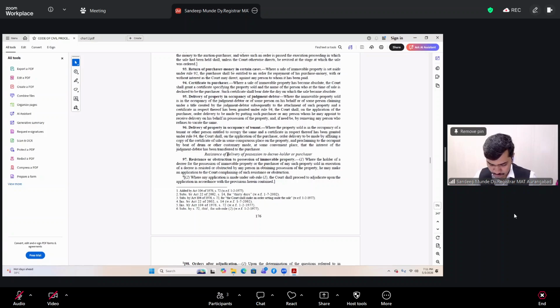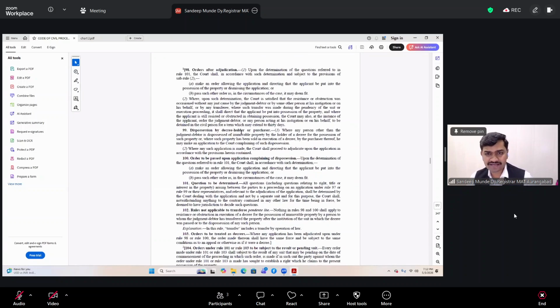So, what are the provisions of Rules 96 to 106? Rule 97, resistance to delivery of possession to decree holder or purchaser: where the holder of a decree for the possession of immovable property, or the purchaser of any such property sold in execution of a decree, is resisted or obstructed by any person in obtaining the possession of the property, he may make an application to the court complaining of such resistance or obstruction. He is given power under Rule 97 to file the application. Rule 98, order after adjudication.